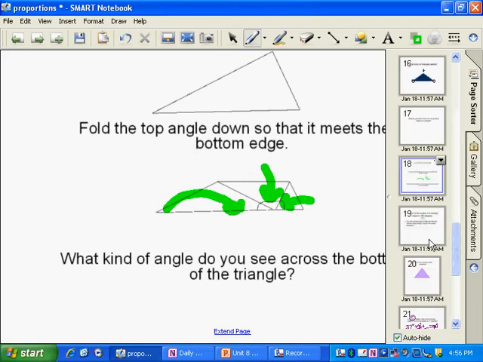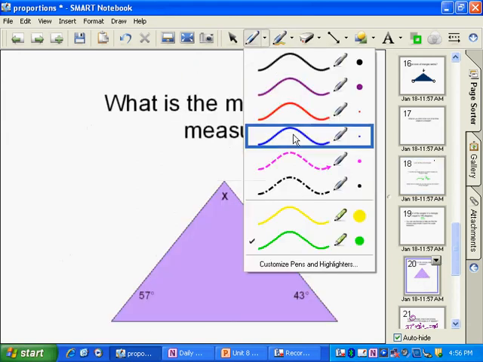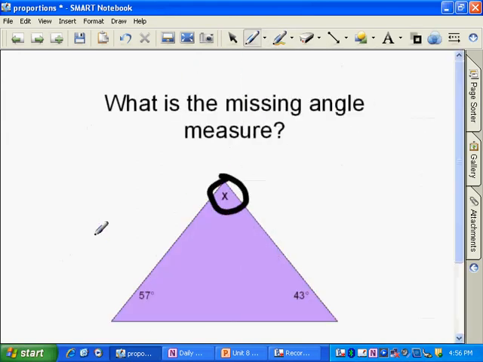It works better if you tear the angles off and hold them together than folding them down. You can see it a little bit better, I think. So using that, you can calculate the missing angle in a triangle.